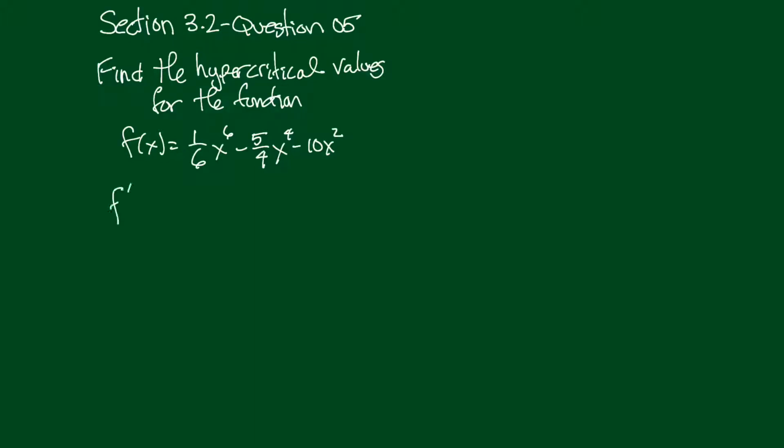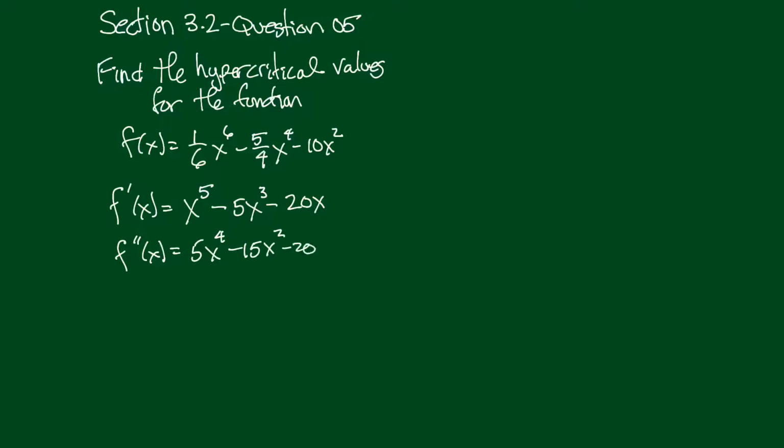So the first derivative is, all right, bring the 6 down as a multiplier. It cancels with that 6 and then decrease it by 1. So we'll get x to the 5th minus, bring that 4 down as a multiplier. It cancels. We get 5x cubed minus, now multiply by that 2, 20x. Find the second derivative: use the first derivative, then differentiate that. We will get 5x to the 4th minus 15x squared minus 20.